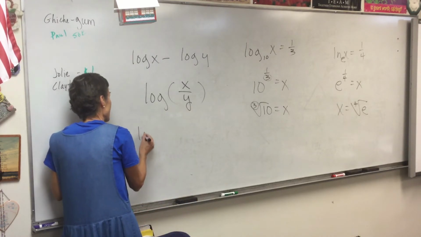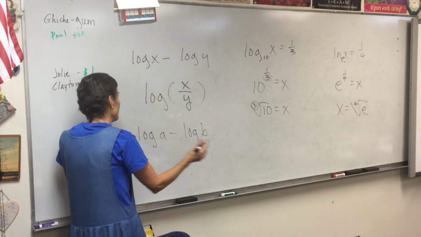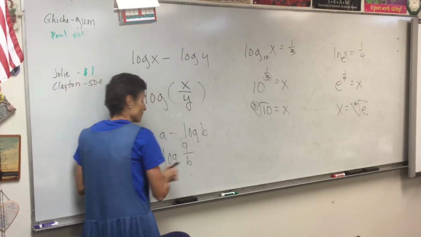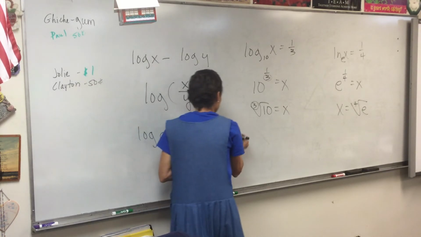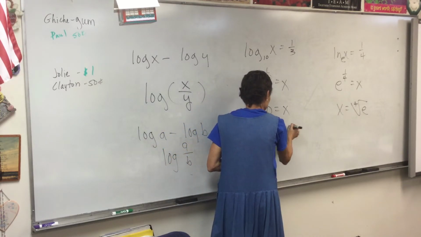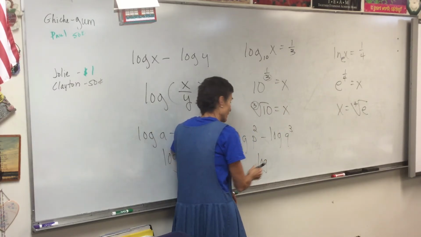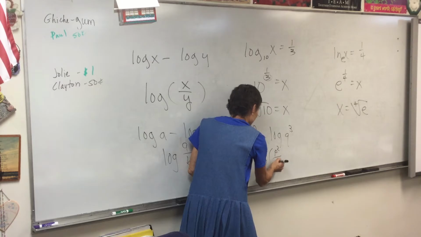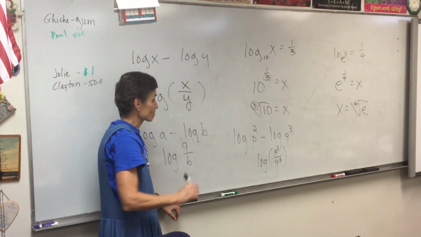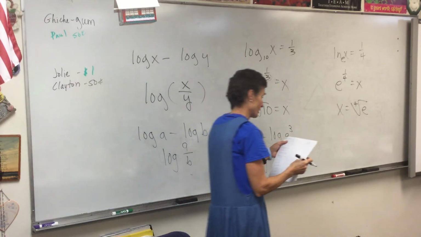So I'll just do this one over the side. If I had the log of A minus the log of B, I would put those together as the log of A over B. And if I had the log of P squared minus the log of Q cubed, I would put that together as the log of P squared over Q cubed. Okay? Okay, that's our next problem. Let's look at the next one.